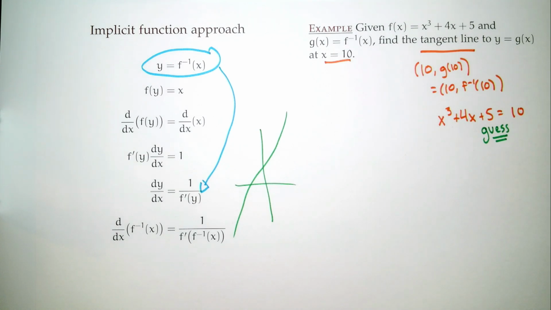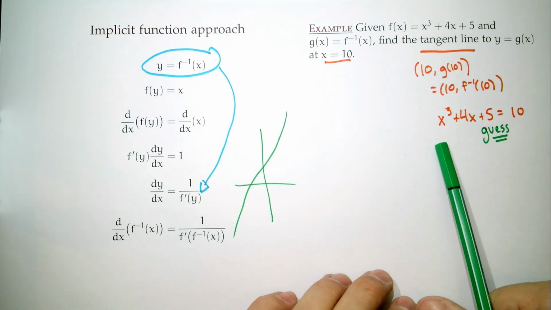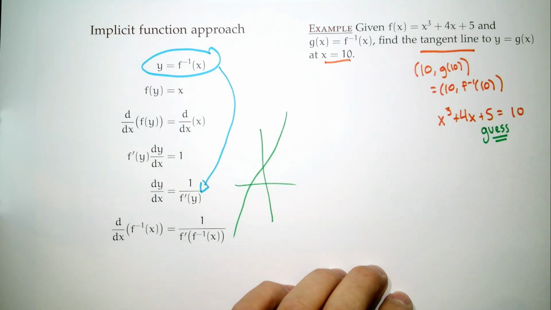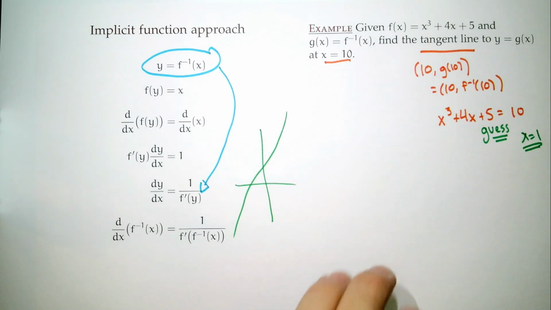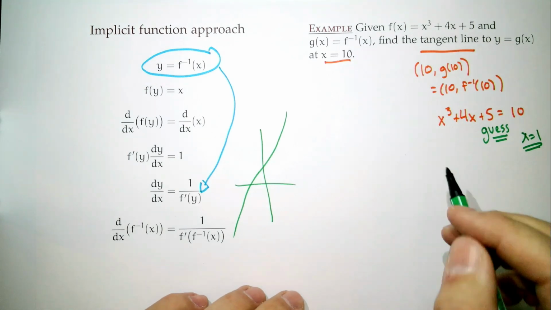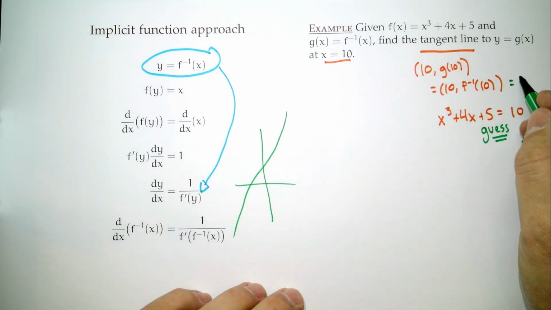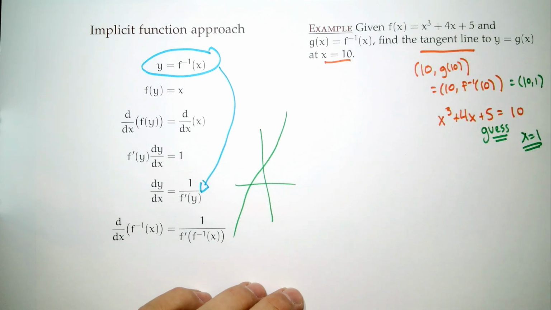So looking at this, is there a nice value to try? You should have a small set of numbers to work with. 0 is a good one because it's easy to check. 0 would give 5 equals 10. That doesn't work. Someone said 1. 1 plus 4 plus 5 equals 10. Yes, we're done. x equals 1, and we move on, and we don't question anything else. So we were able to guess the solution. Okay, so that means that our point is going to end up being at 10, 1.